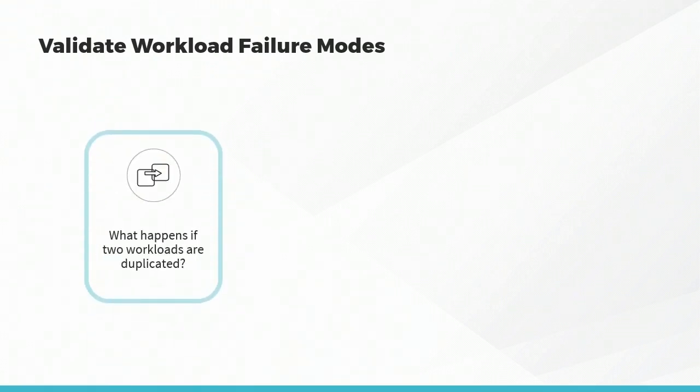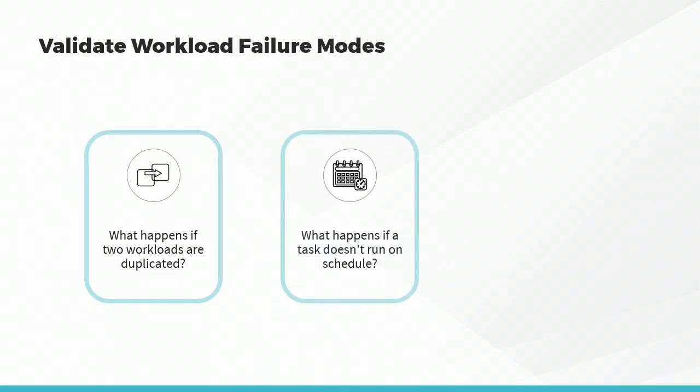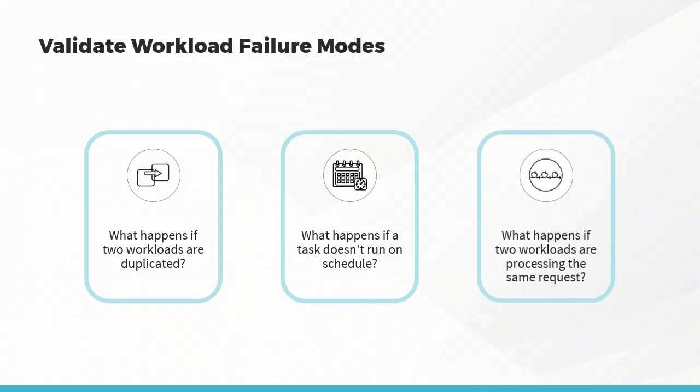What happens if two workloads are duplicated is a major question that we need to know. Sometimes we have to make sure that in the event that two workloads are duplicated, we might have to tear one down before we start creating the other one, which could lead to downtime. What happens if a task doesn't run on schedule, which is really important. And then what happens if two workloads are processing the same request, which can happen? Does that lead to some redundancy error?